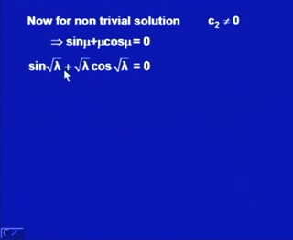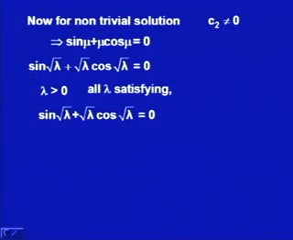All lambda which are satisfying this equation would be the eigenvalues for our boundary value problem, where my differential equation was y double dash plus lambda y is equal to 0, but the boundary conditions have changed. So, you see that if boundary conditions are changing, our eigenvalues are changing, and lambda has to be positive. So, we do get lambda positive, and satisfying this equation would form the eigenvalues of lambda.